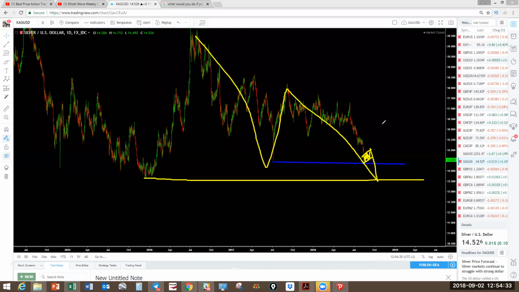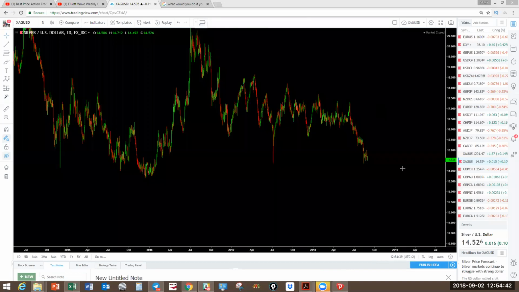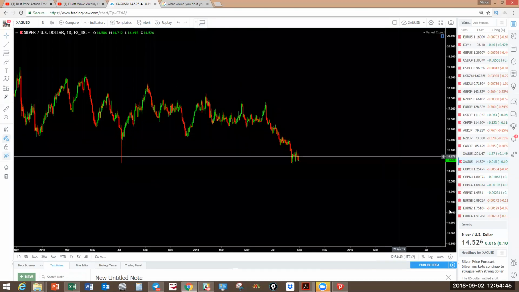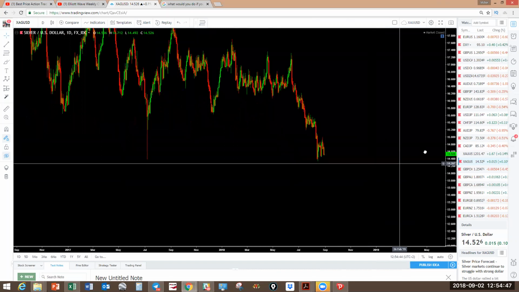Right now, you're getting a corrective structure at this level that we wanted it to retest. Okay, we wanted it to come and do that and then come back down like that. So it is not doing that, but instead it is correcting, and we'll be looking for further downside.